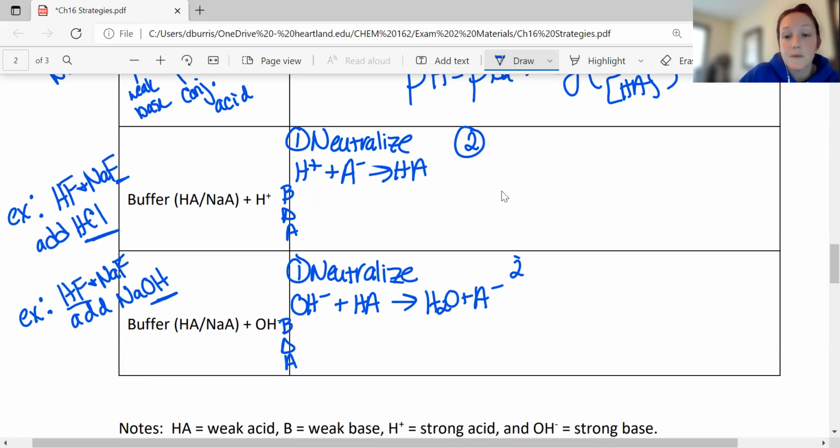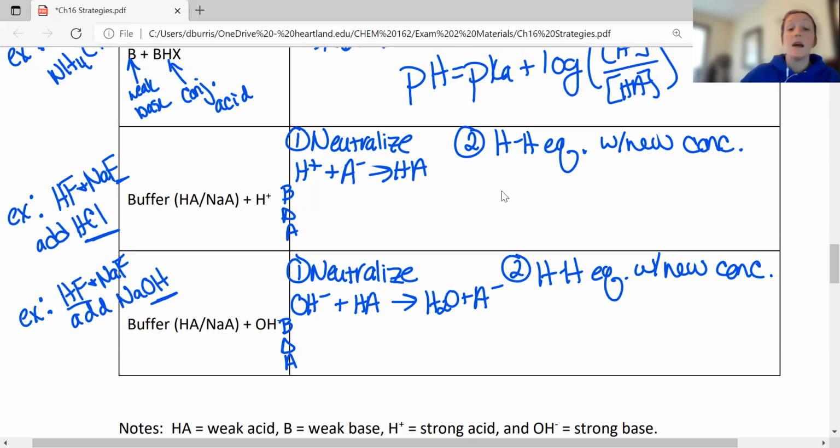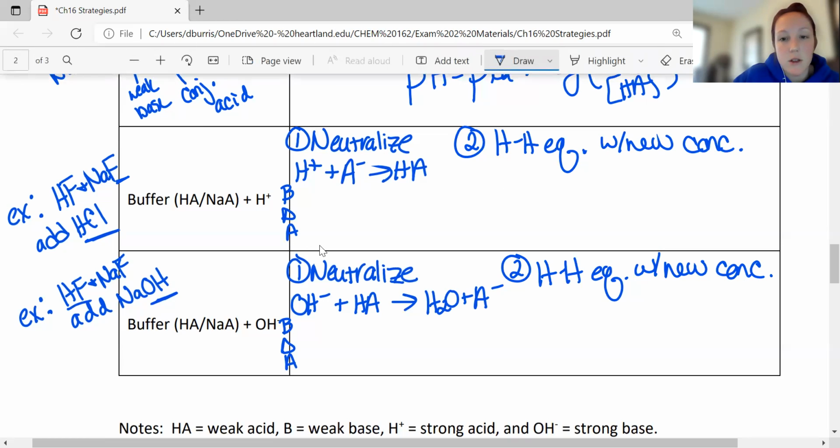So second, you use your HH equation because it's still a buffer, just with your new concentrations of acid and base. And that's it. Now, if you go over, say I added more H+ than I actually have base in my buffer, then I would just have extra H+, and you can find the pH from whatever H+ is left over. I'll make a note of that here just in case.